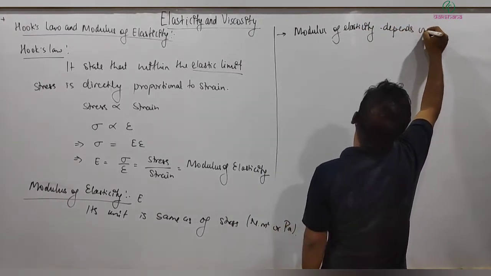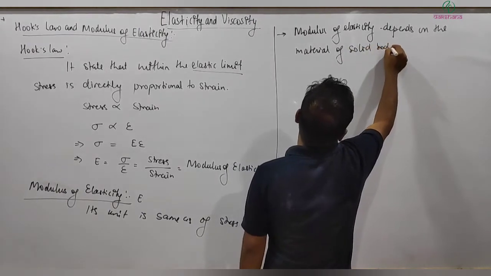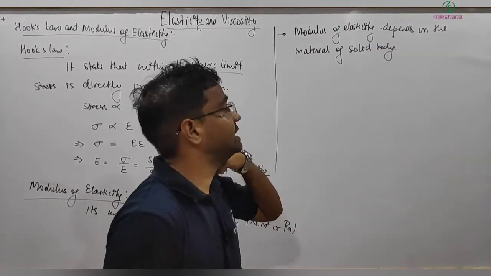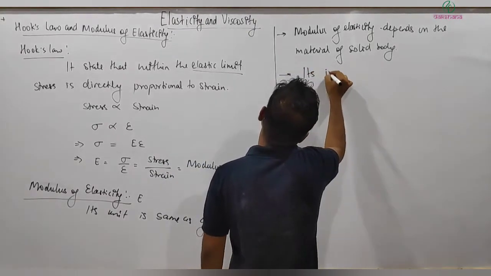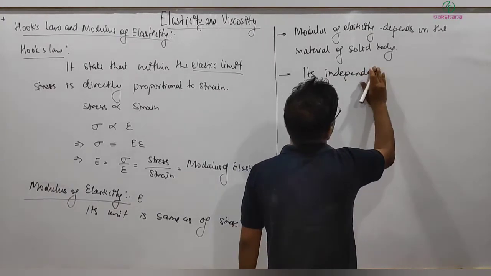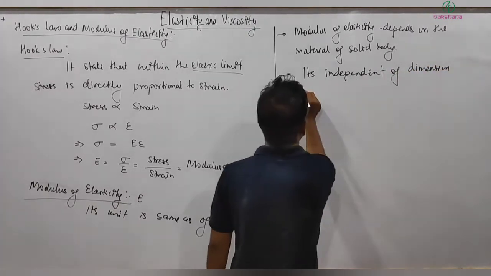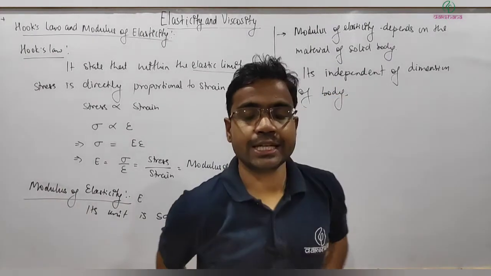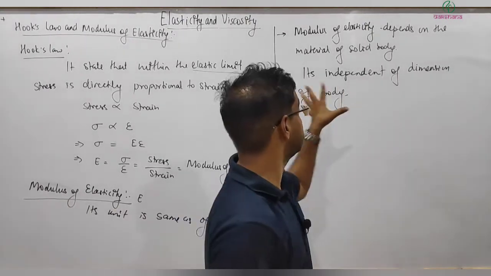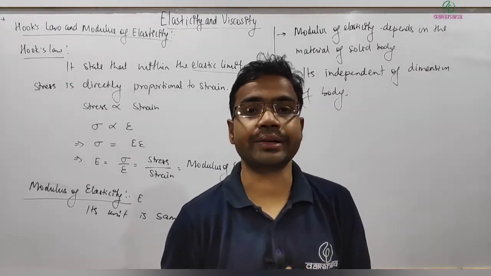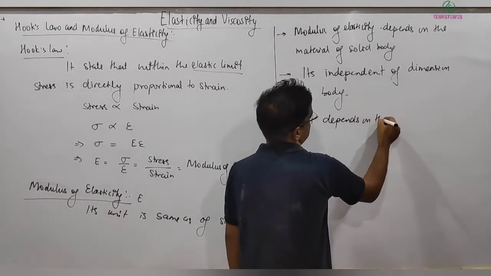Modulus of elasticity depends on the material of the solid body. It depends on the material, meaning the nature of the material. It's like made of which metal, which material exactly, and it's independent of the dimension of the body. Meaning if you take one rod, and then take another rod of double length, the modulus of elasticity of that rod is not going to change until you change the material, is it? And another point, it depends on the temperature also.